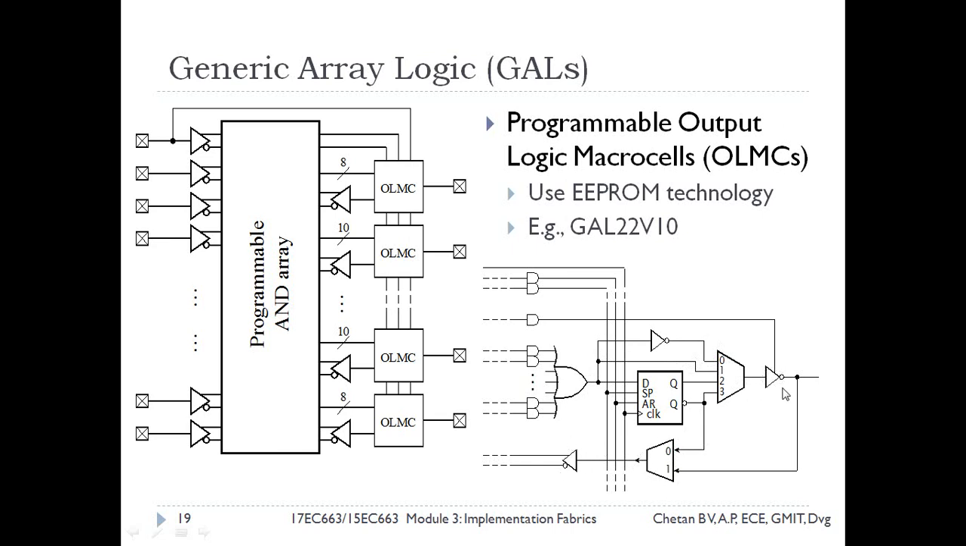If this output tri-state driver is not active, then this pin can be used as an input pin. You can apply the input value through the input pin directly through this line, and you can make that input signal be applied to the AND array.